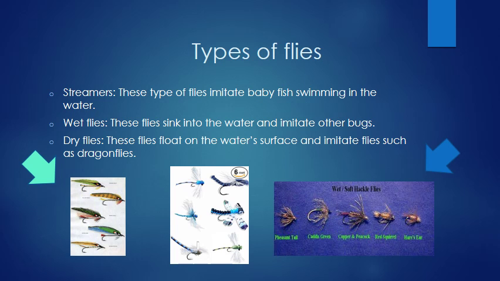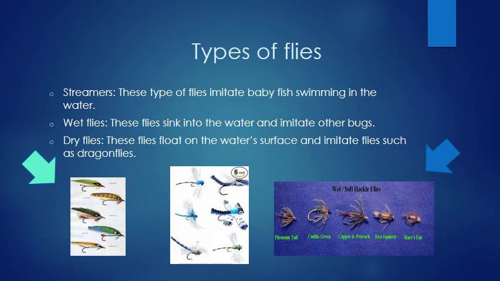There are generally three different types of flies. There are streamers, like I mentioned earlier, wet flies, and then also dry flies. These streamers are certain types of flies that imitate baby fish swimming in the water. So usually bigger fish and thicker fish, usually attracted to these, will eat these.